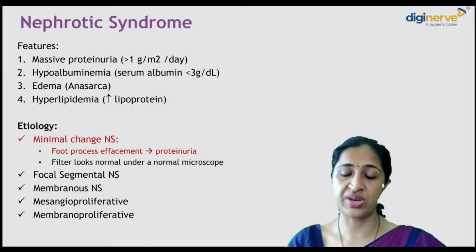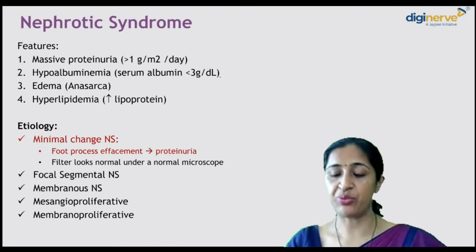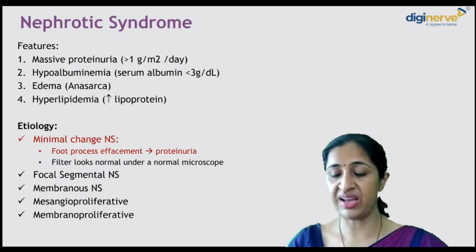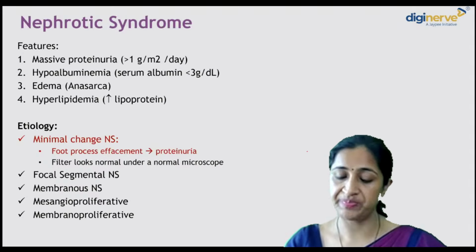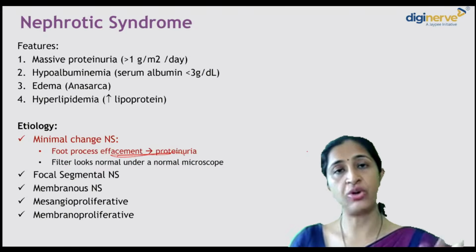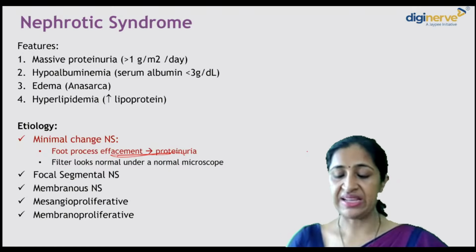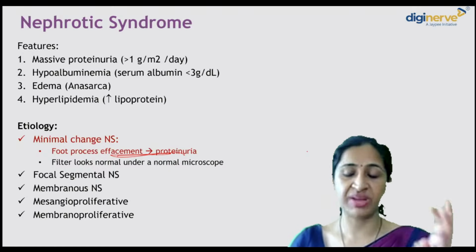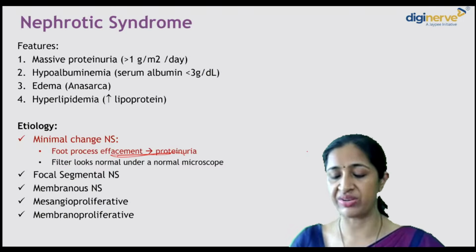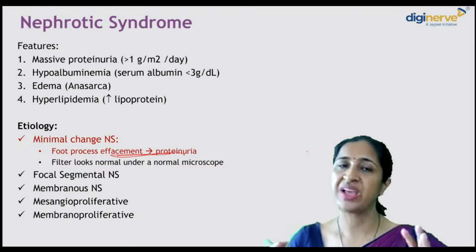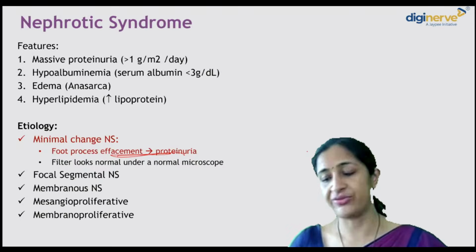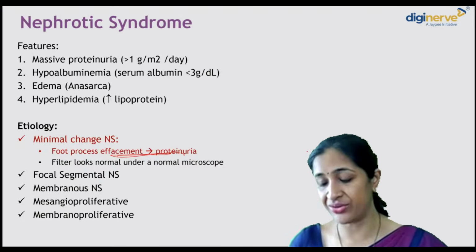So massive proteinuria, more than 1 gram per meter square per day. Hypoalbuminemia, less than 3 gram per deciliter. Edema or anasarca, hyperlipidemia, typically cholesterol. Foot process effacement results in proteinuria, and in light microscopy you will find it normal. The other types of nephrotic syndrome are focal segmental, membranous, mesangial-proliferative and membranoproliferative. All these are very complicated in treatment, will not respond to steroid, will need biopsy and will need cyclophosphamide and other kinds of drugs.